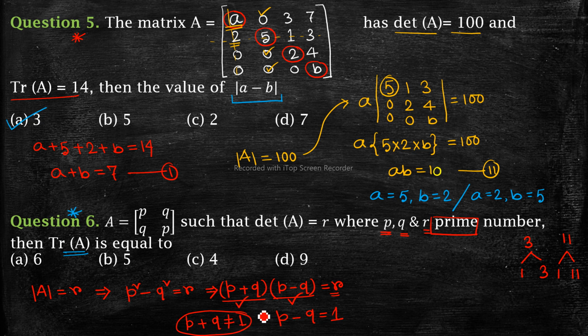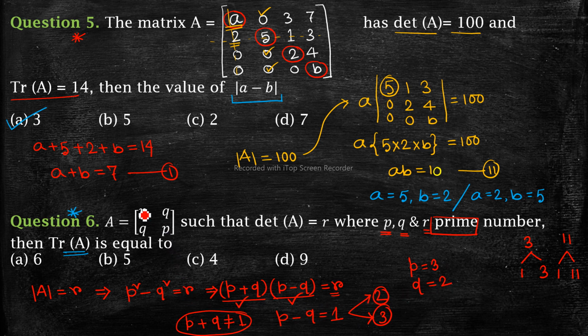Now tell me one example of two prime numbers whose difference is 1. That is 2 and 3. Only we have these two options, 2 and 3. Other than these two, you cannot find any other examples. So over there we can write P is equal to 3 and Q is equal to 2.